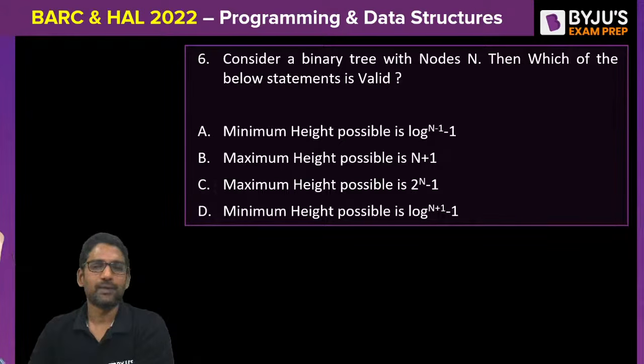Okay. Now, question number 6. Consider a binary tree with n nodes. Then, which of the below statements is valid? Minimum height possible is log n minus 1 minus 1. Maximum height possible is n plus 1. Maximum height possible is 2 power n minus 1. Minimum height possible is log n plus 1 minus 1.